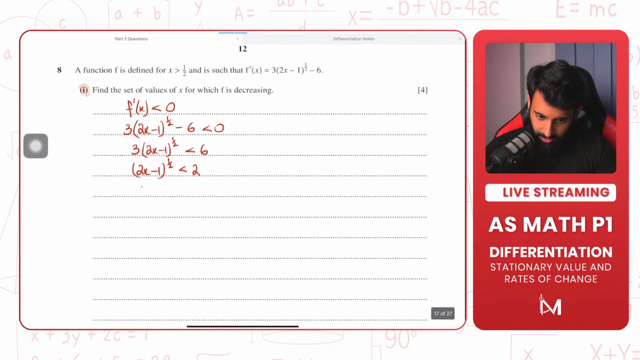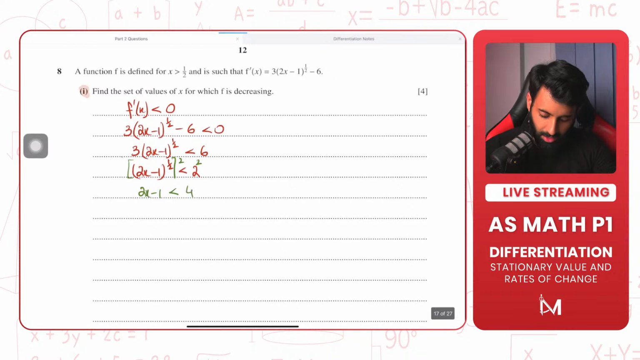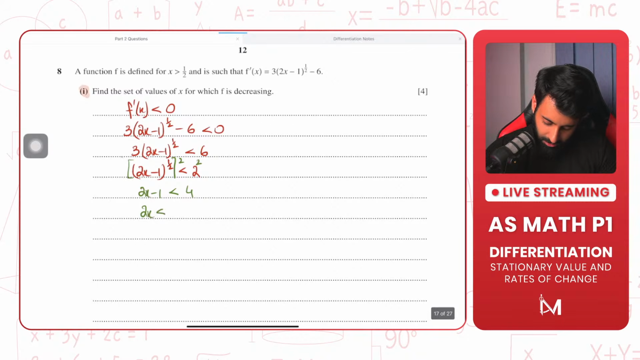So in order to get rid of the square root, yep, we square both sides. So let's do that. Squaring both sides leads to 2x minus 1, which is less than 4. And now if we solve this, let's see what we get. So 2x is less than 4 plus 1, which is 5, and x is less than 5 upon 2.